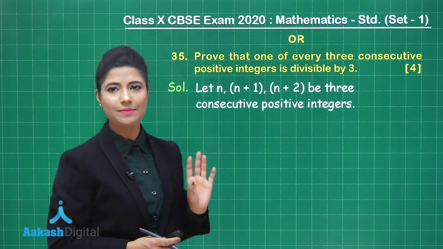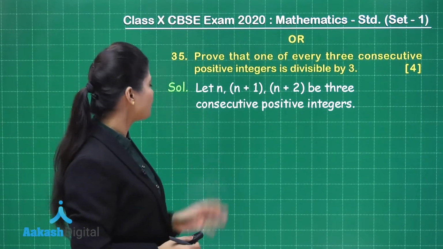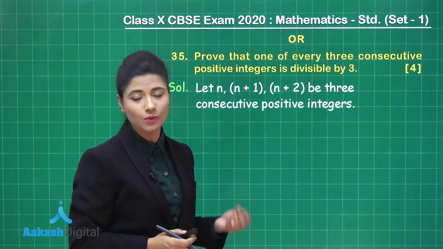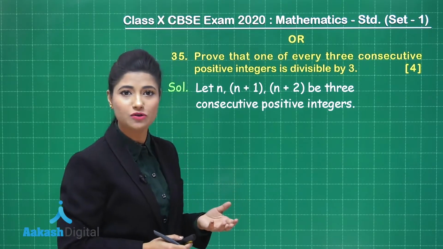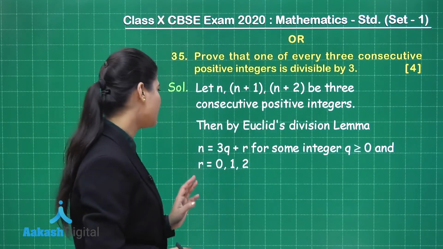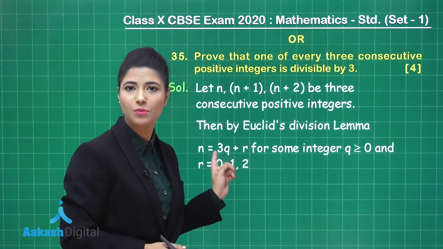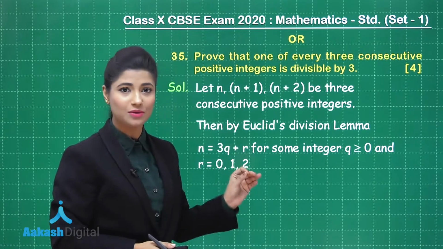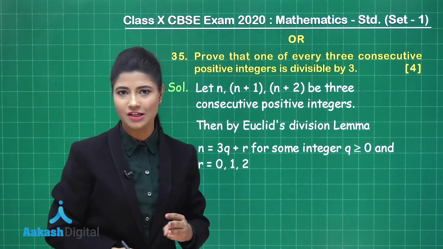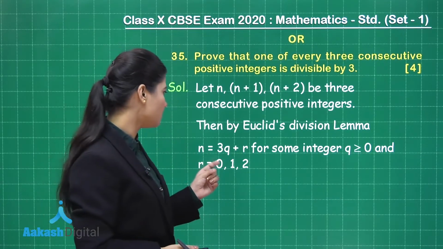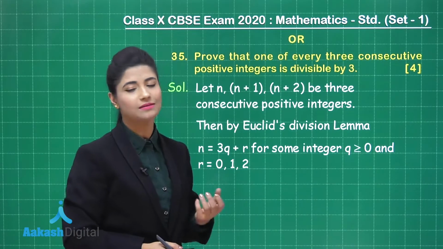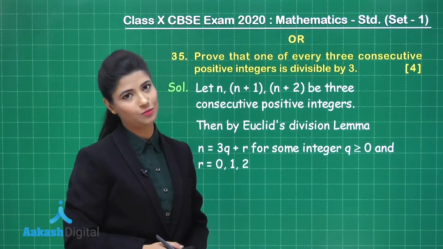Next, we need to prove here that one of these 3 consecutive integers is definitely divisible by 3. So, I am considering that this positive integer n can be represented in the form of 3q or 3q plus 1 or 3q plus 2 by Euclid division lemma. So, I can write here by Euclid division lemma n can be represented in the form of 3q plus r. As you know, r is greater than or equal to 0, less than the divisor 3. So, 3 possibilities for r goes like 0, 1, 2. So, taking that into consideration, I have 3 possible values of n, 3q, 3q plus 1 and 3q plus 2.